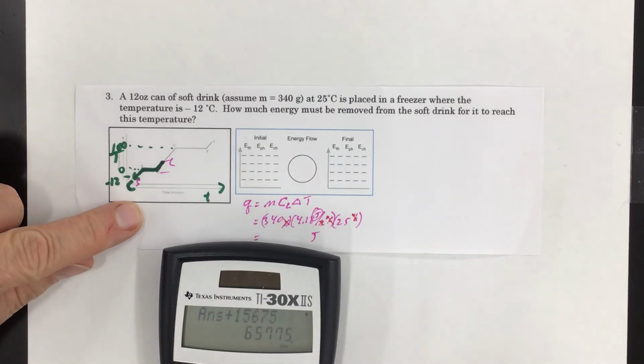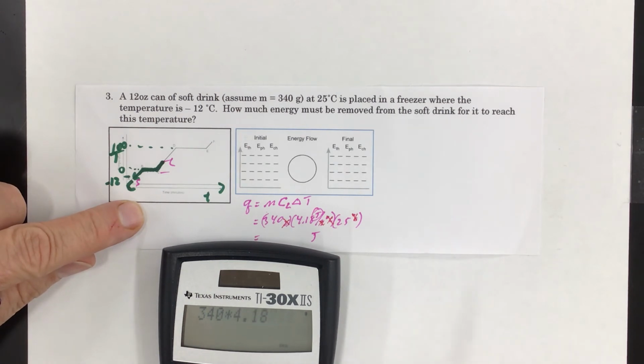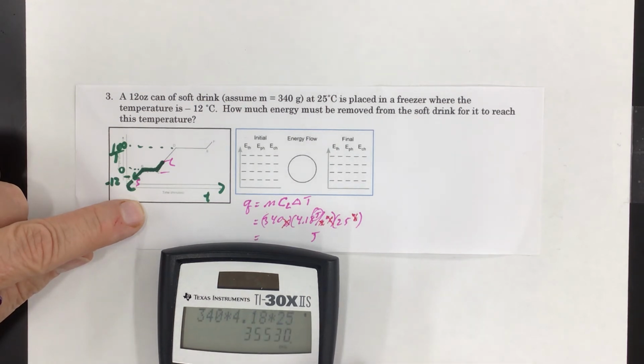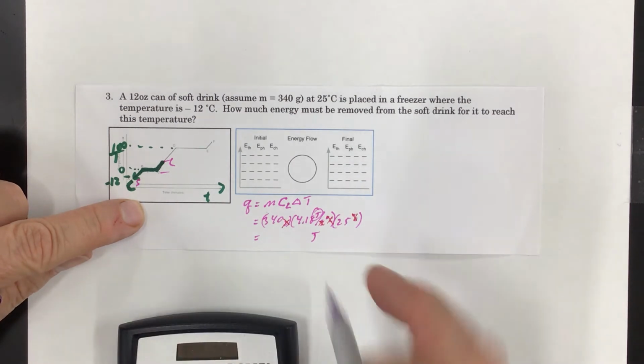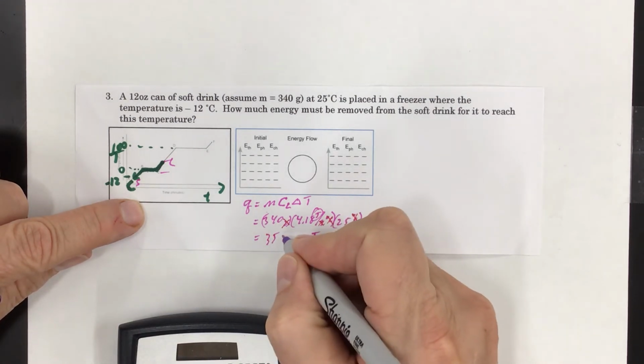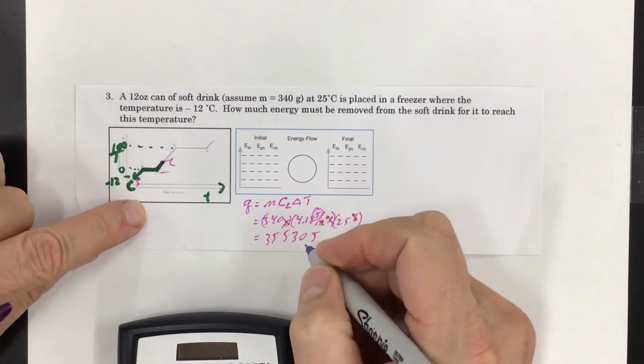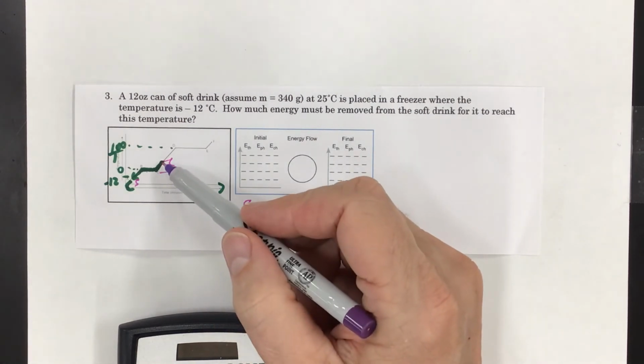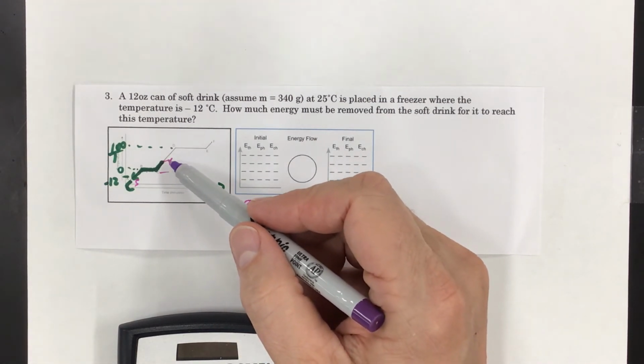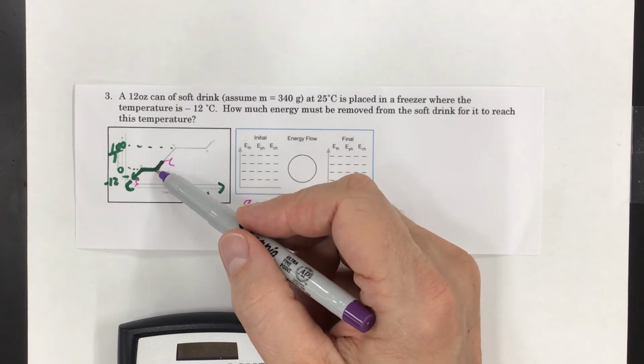So we take our calculator, and we say 340 grams times 4.18 joules per gram degrees Celsius times 25 degrees Celsius. And we get 35,530 joules. That's just to cool the liquid from 25 down to 0.